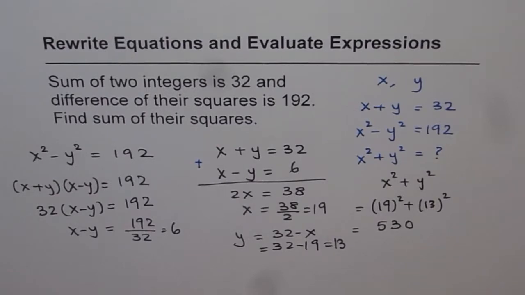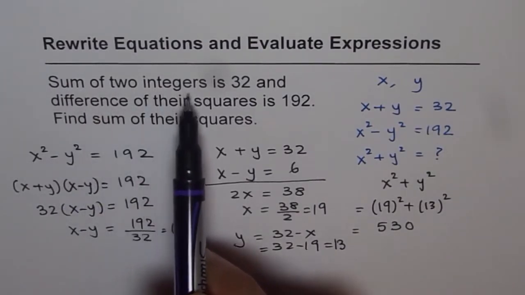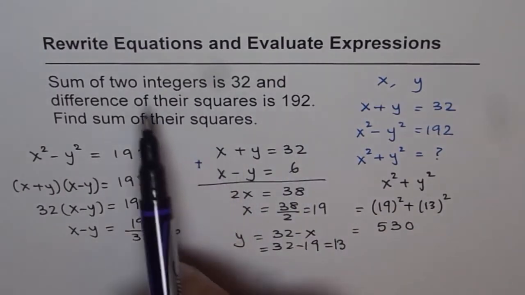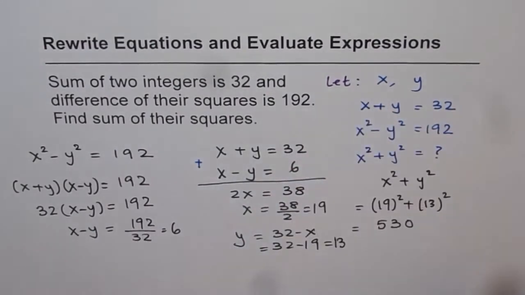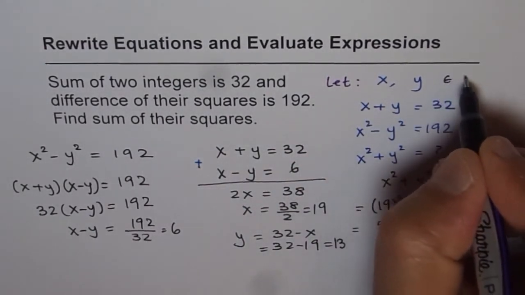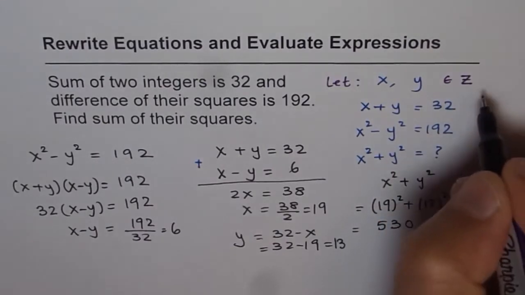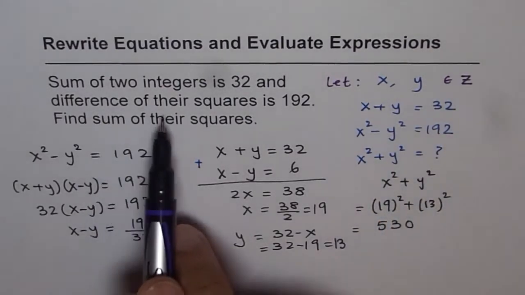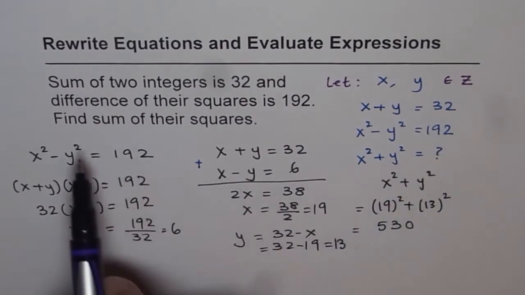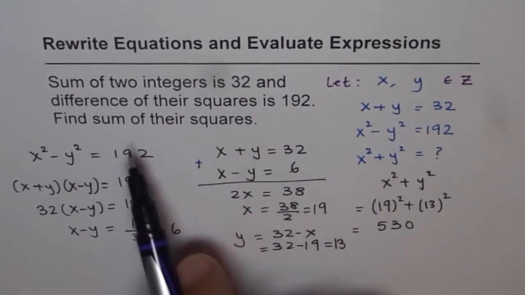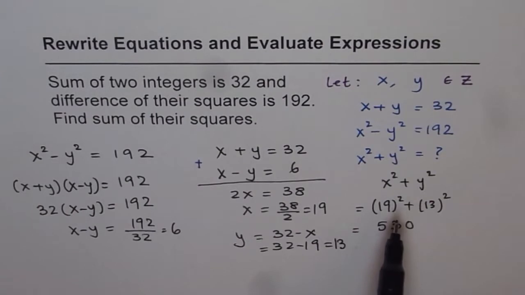So there are a lot of steps involved in solving such questions. Let's go through them once again. The question is, the sum of two integers is 32. Write your equation. Let the integers be x and y. So that is our first statement, which is let x and y be integers, right? So they belong to integers. We can also write Z or I. The difference of their squares is 192. So we got the first equation, x plus y equals 32, and the difference of squares is 192. Find the sum of their squares. So that's what we need to find.